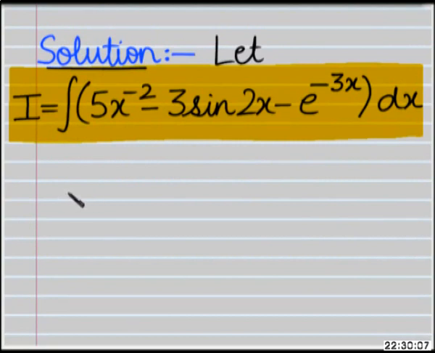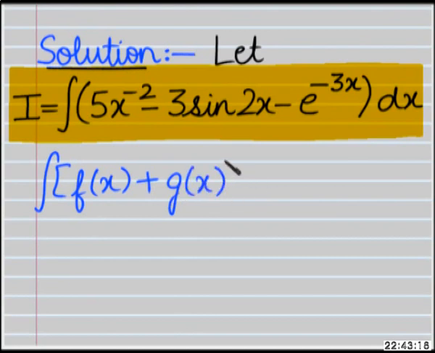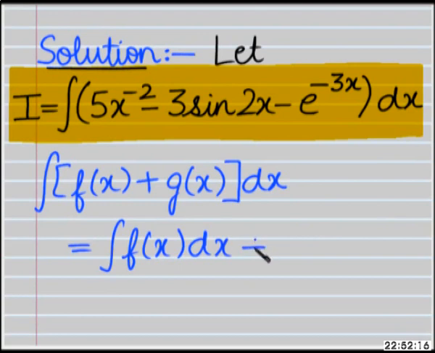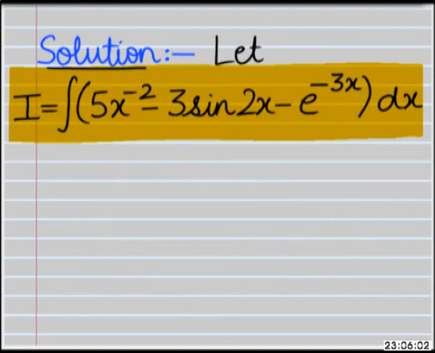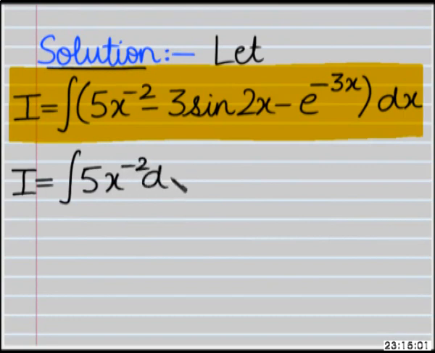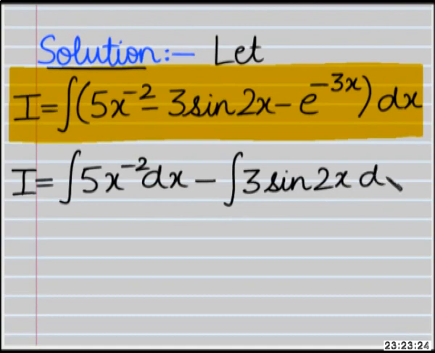Now, by the sum property of integrals, as we know that integral of f of x plus g of x with respect to x is equal to integral of f of x with respect to x plus integral of g of x with respect to x. So, using this property here, we have I is equal to integral of 5 into x raised to the power minus 2 with respect to x minus integral of 3 into sine of 2x with respect to x minus integral of e raised to the power minus 3 into x with respect to x.